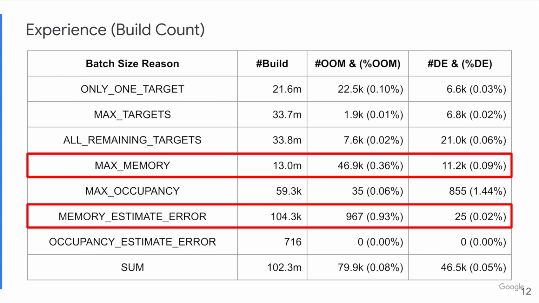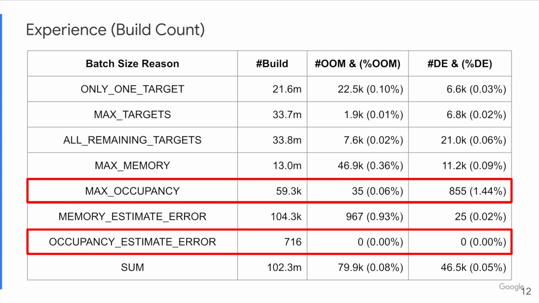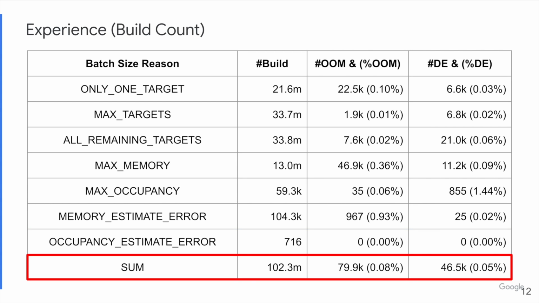So in practice, when we don't have our memory model, we used to have a very small fixed target batch size, which decreased our target density, and we have to use more workers to serve those builds. And we can see that the max occupancy batch size reason has a higher deadline exceeded rate. This is also expected because the target batch created by our occupancy model tends to use more executors. We don't have enough data for the occupancy estimation errors, but in practice, with our occupancy model, we tend to see more deadline exceeded errors. So in general, we have a very low OOM rate and deadline exceeded rate, which demonstrates that our memory and occupancy models can reduce the OOM and deadline exceeded rates.